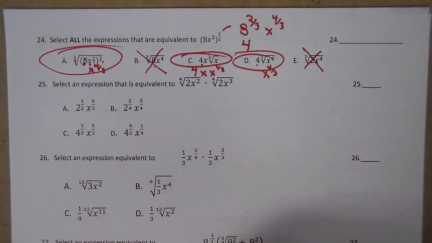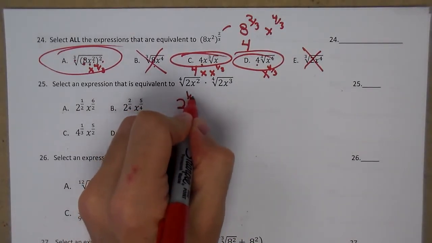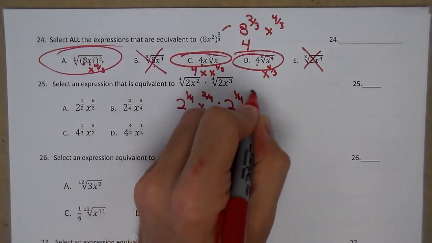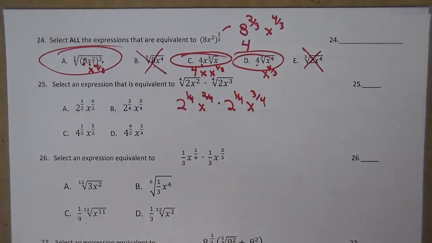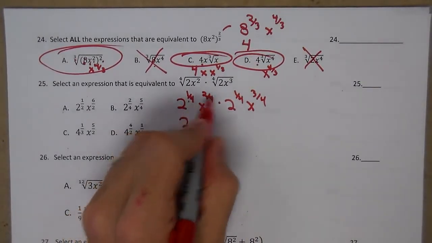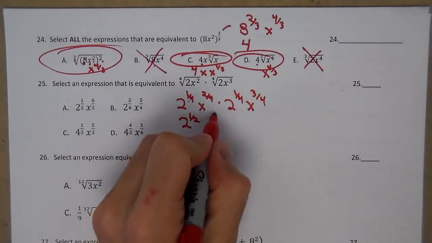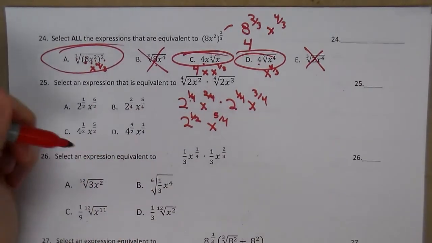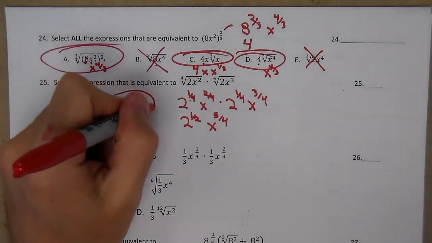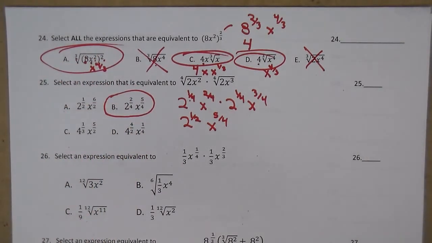Next one, let's look at simplifying. Both of them are going to have the 4th root. So let's go 2 to the 1/4 x to the 2/4 times 2 to the 1/4 x to the 3/4. Now, I can put these together, and that's going to be 2 to the 2/4, or 2 to the 1/2. I can put these together, and that's going to be x to the 5/4. I don't know where I got 3 from. So 2 to the 1/2, x to the 5/4, that actually matches B, because they actually didn't reduce the 2 over 4, and that's the one we want.